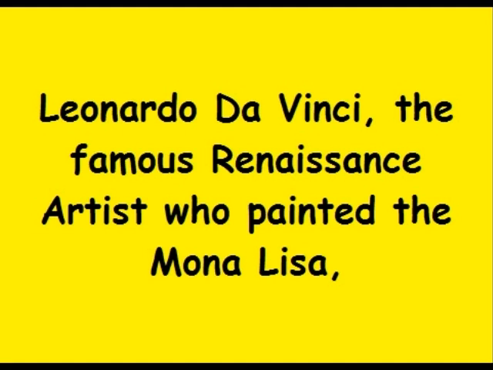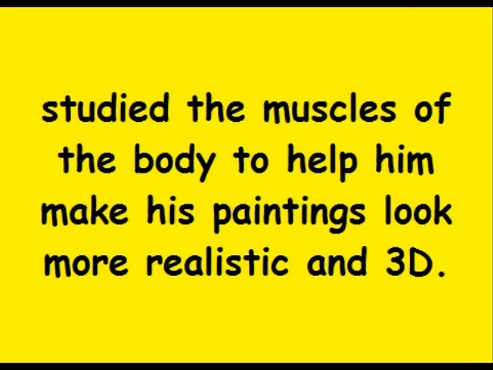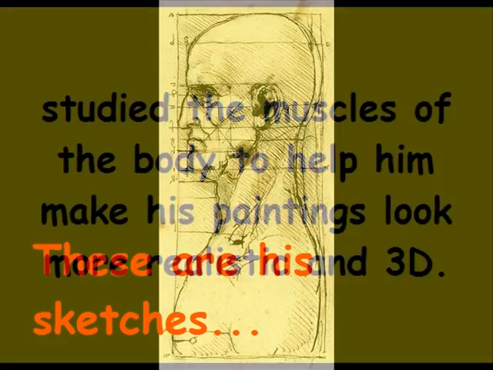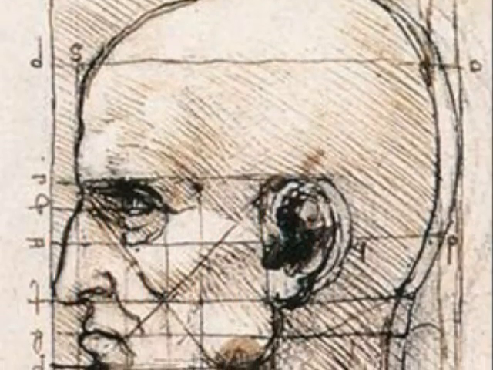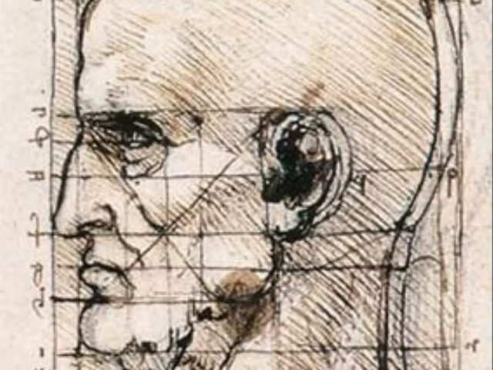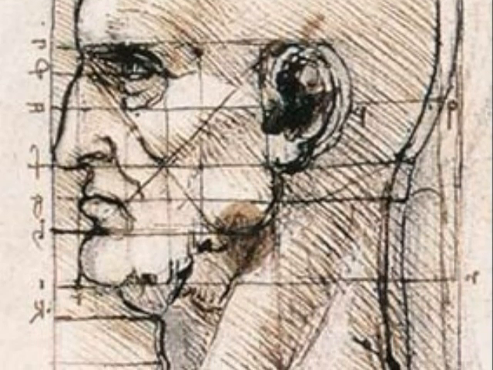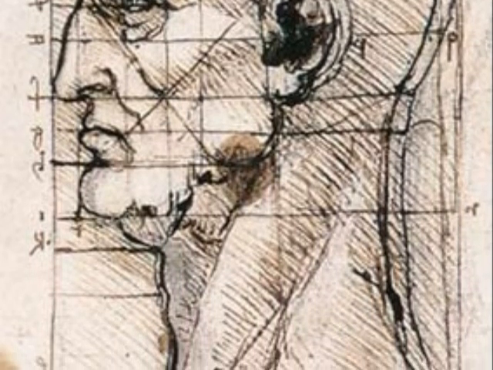Leonardo da Vinci, the famous Renaissance artist who painted the Mona Lisa, studied the muscles of the body to help him to make his paintings look more realistic and 3D. These are his sketches. See how he uses shading and measuring lines to make the muscles more obvious.